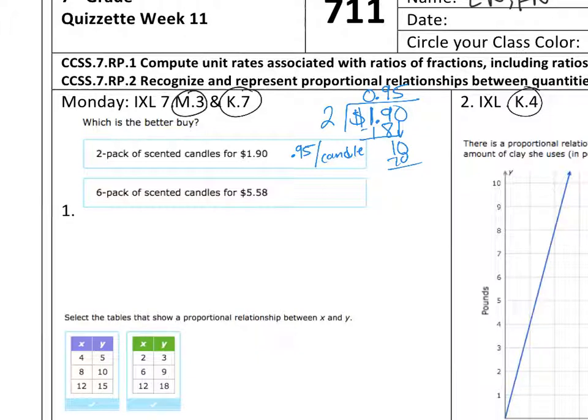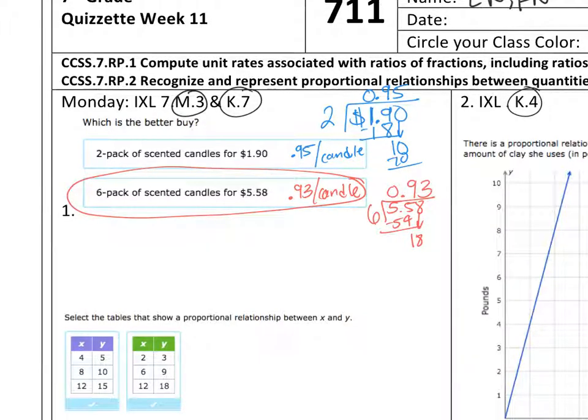And then the second one is $5.58. I'm going to write that in red. So we have $5.58 divided by 6. 6 does not go into 5 evenly. 6 goes into 55 9 times, which is 54. That's going to be 1 left over. Bring down the 8. 6 goes into 18 3 times. So that's 93 cents a candle. So the one that's the better buy is the second one. So I would circle that one.